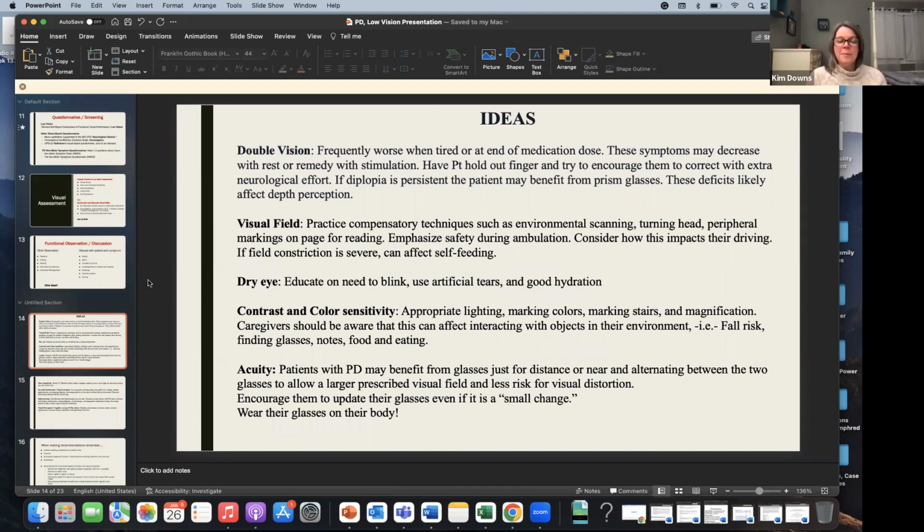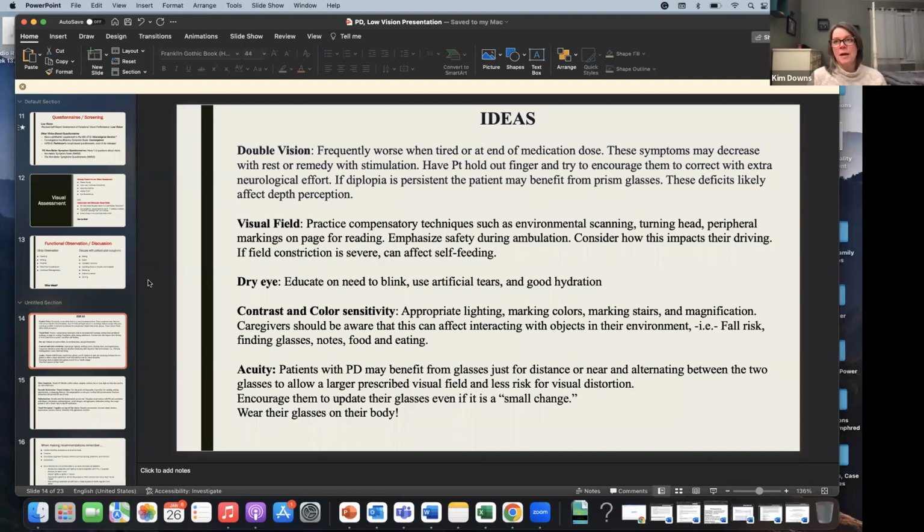So I included some ideas in this PowerPoint of suggestions to help people with Parkinson's disease when you come across certain visual issues. For example, double vision. When people report double vision, or don't report it and we find it out some other way, it's usually more apparent when people are tired or at the end of their medication dose. So most dopamine medications need to be taken every 4 hours.